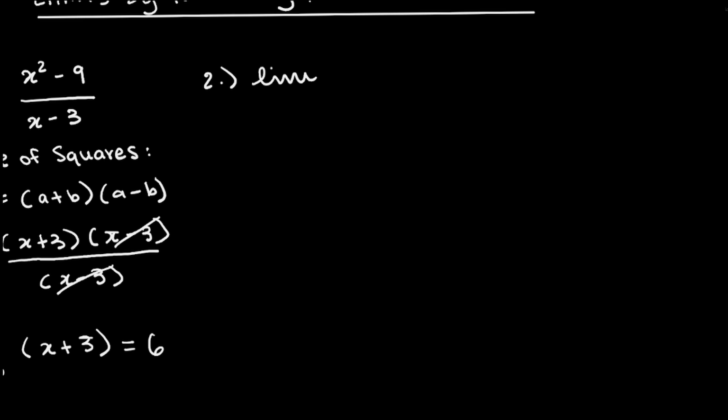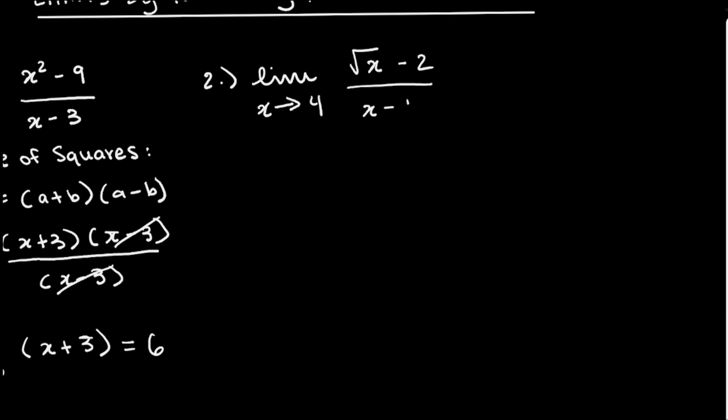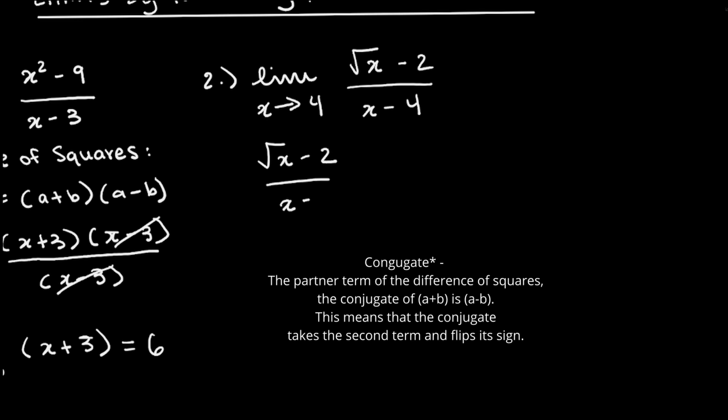Sometimes limits will have square roots in them. And it's much easier to simplify these types of rational functions with something we like to call the conjugate. And the conjugate is just the sign opposite of the term that we'd like to cancel out. So in this case, root x minus 2, the sign opposite is root x plus 2.